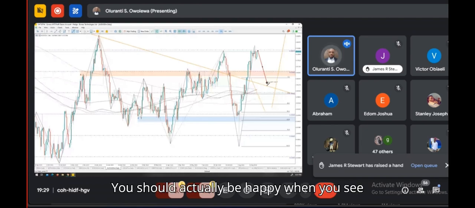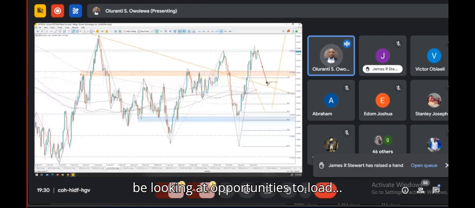You should actually be happy when you see this guy come to this level. You should be looking at it as an opportunity to load up.